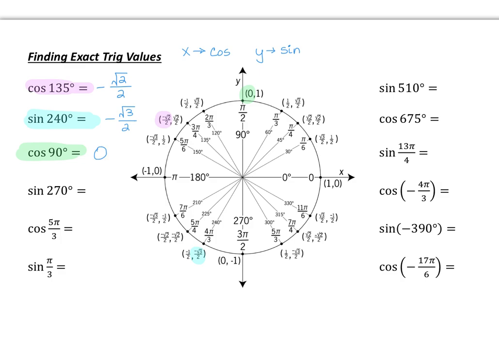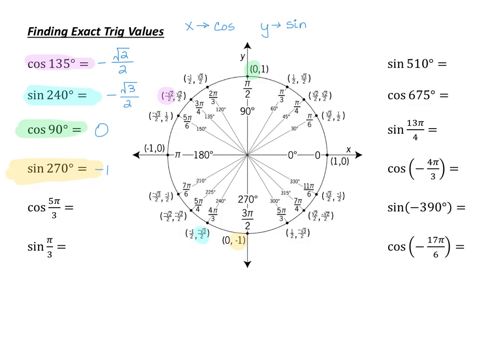Similarly, for sine of 270, 270 is a quadrantal angle. It's the negative y-axis. And sine is your y values. So your -1 will be the sine of 270.